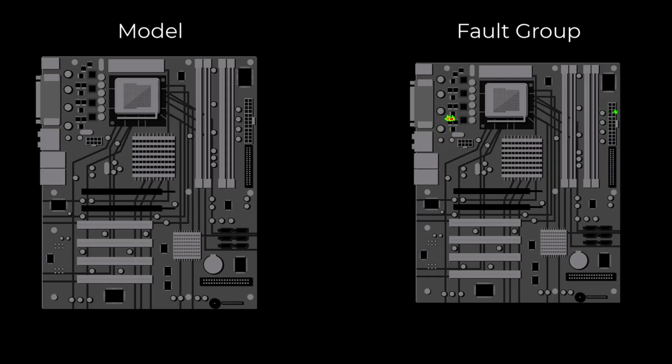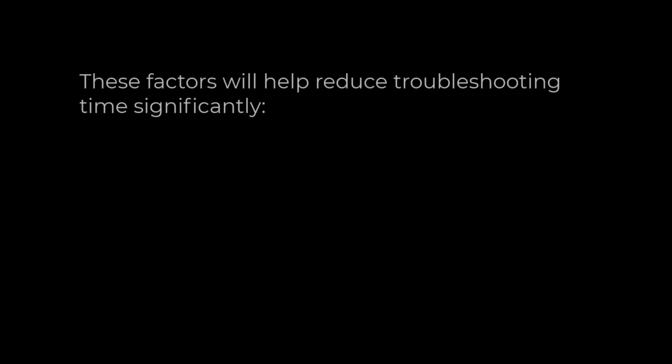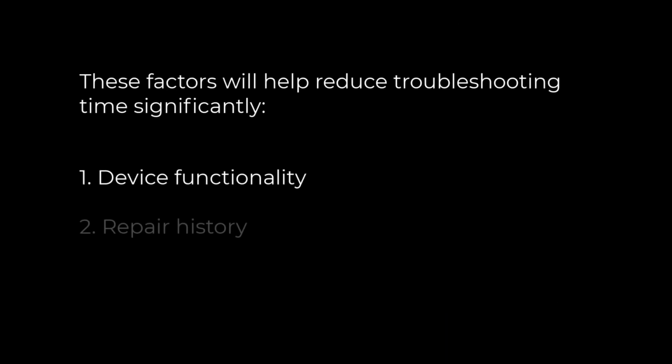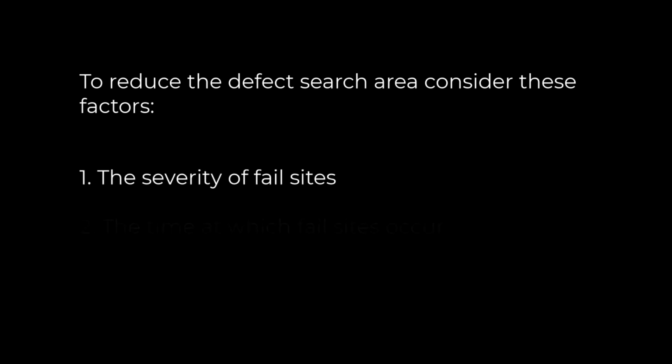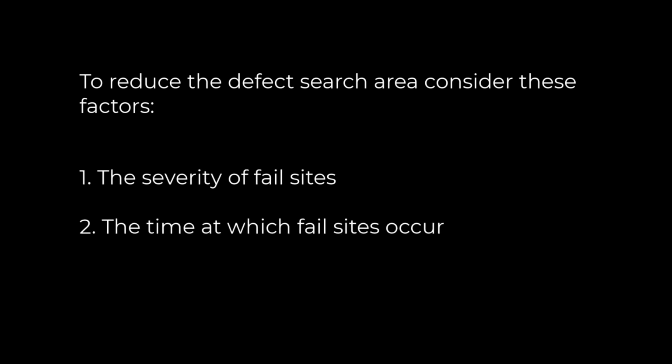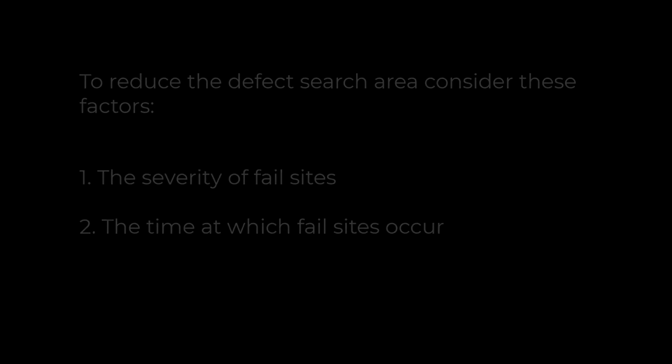If the earliest difference does not indicate the true fault location, the entire comparison sequence should be examined to identify additional fail sites. Knowledge of device functionality and repair history and access to device schematics will reduce troubleshooting time significantly. By considering the severity of fail sites and the time in which fail sites occur during the test, the defect search area can be significantly reduced.